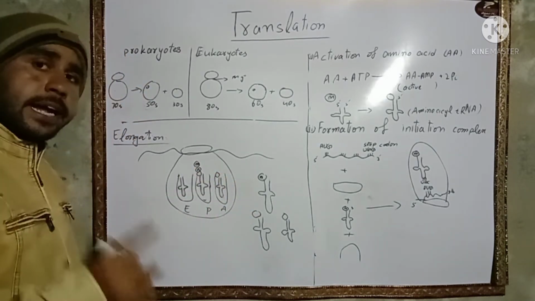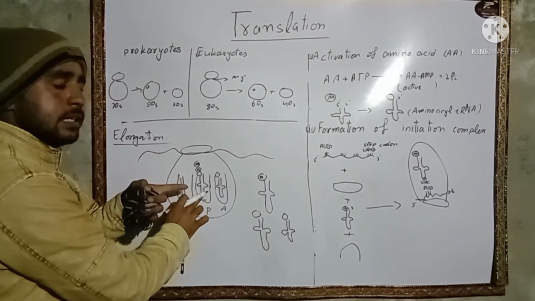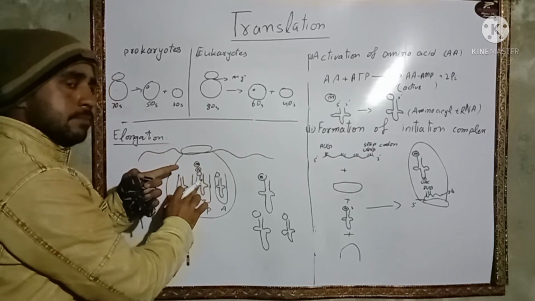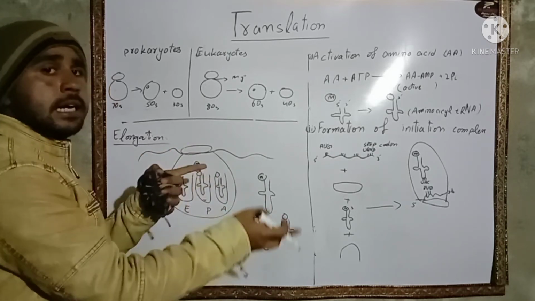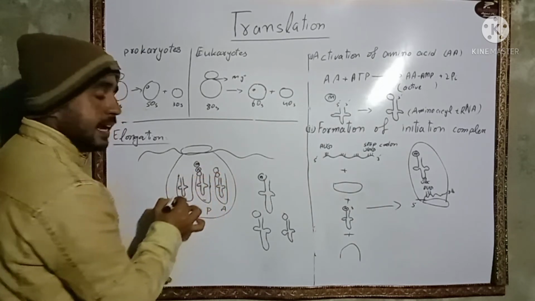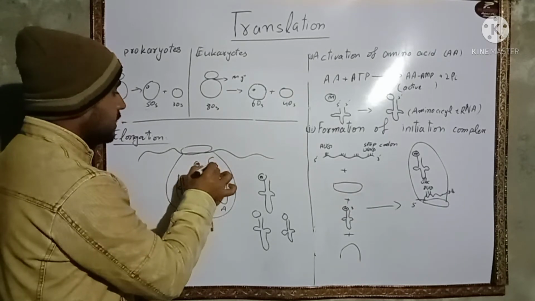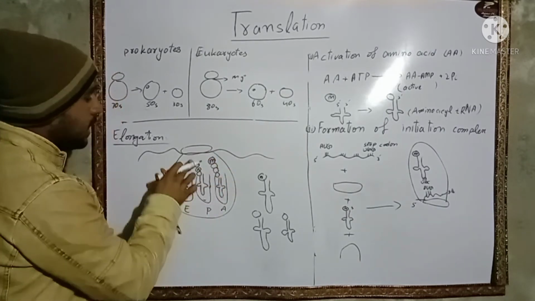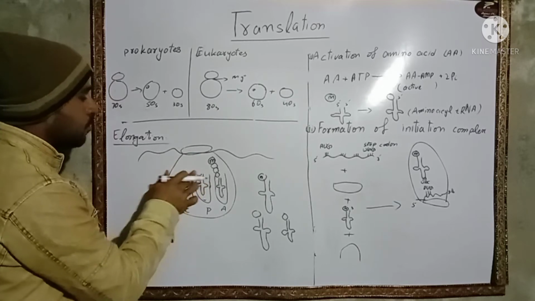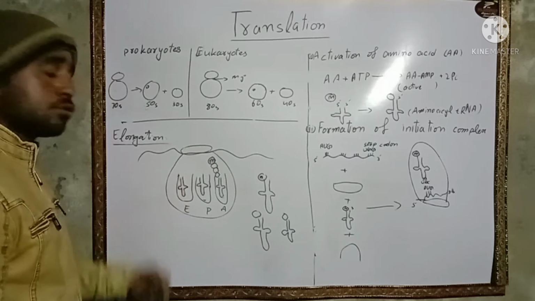Now again the peptidyl transferase removes these amino acids from this transfer RNA and puts these amino acids onto the new incoming aminoacyl transfer RNA, like this. This is another type of amino acid. This is alanine and this is methionine, and these three amino acids are removed from this transfer RNA. Now it is free, it is also free.